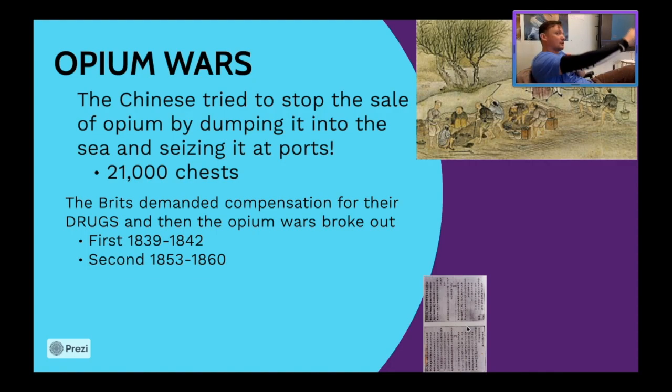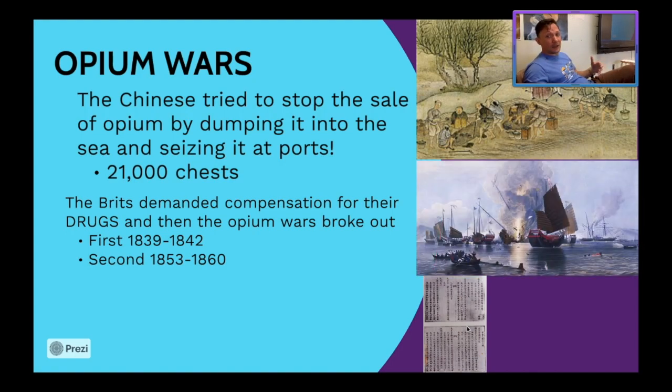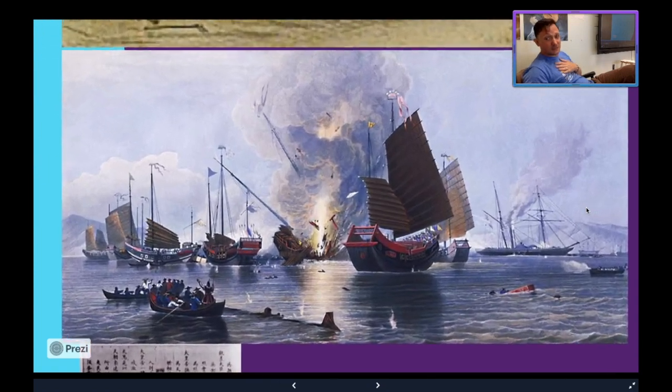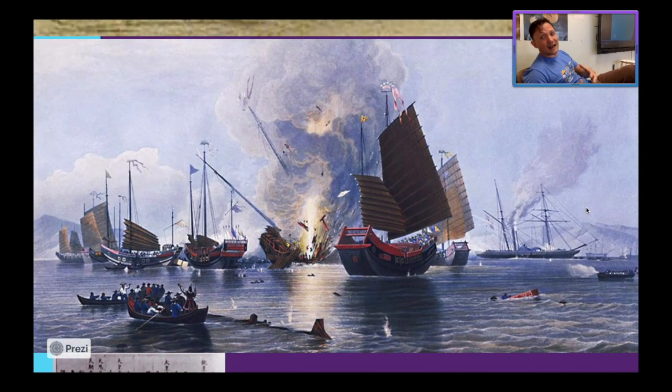Now, the second one is going to be started because of arsenic and bread and a lot of other finger pointing, and also a couple of revolts that are going to pop up. But what's going to end up happening is the British are going to open a doorway, right? They're going to open a doorway using their advanced military, because the Chinese just did not have the technology necessary to fight the British off.